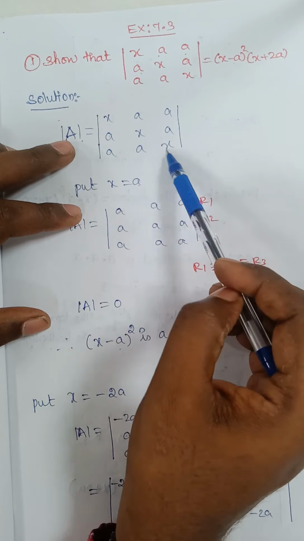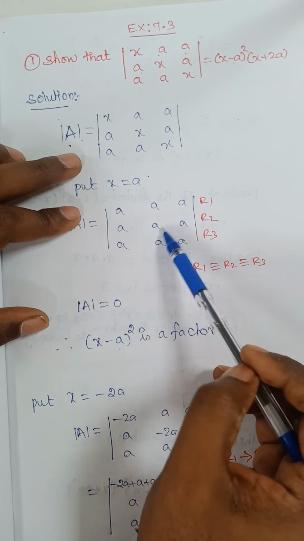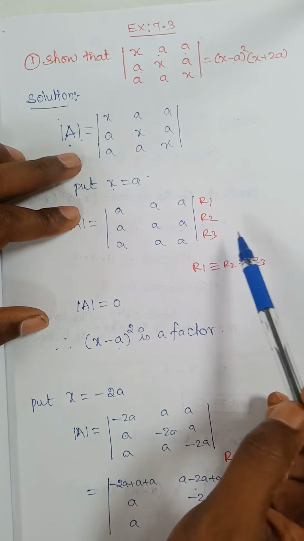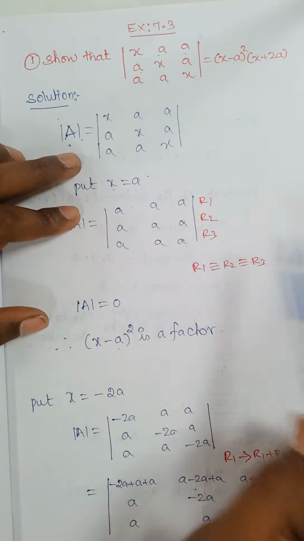In the x is equal to a case, you can see there is an (x minus a) here. So now we can substitute x is equal to a. So when we apply x equal to a, here r1, r2, r3 are identical, and c1, c2, c3 also are identical. Any two rows or two columns identical, therefore the determinant value is equal to 0.